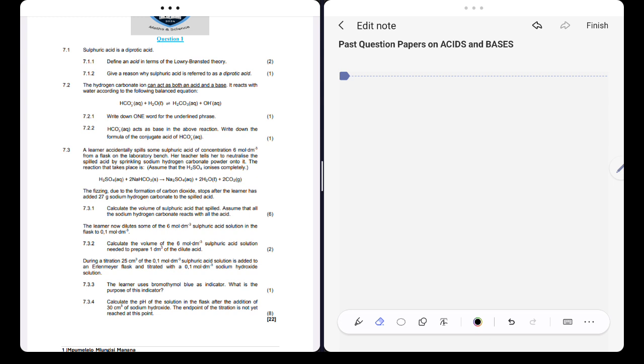Okay, question 1. We are told that sulfuric acid is a diprotic acid. The first question says, define an acid in terms of Lowry-Bronsted theory. Lowry and Bronsted said an acid is a substance that ionizes in a solution to donate a proton or to donate a hydronium ion. Or you can simply say an acid is just a proton donor.